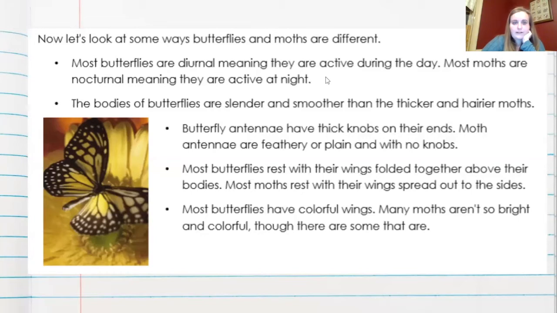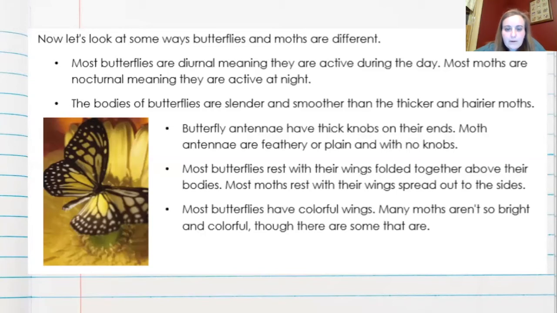Most butterflies are diurnal, meaning they are active during the day. Most moths are nocturnal, meaning they are active at night. The bodies of butterflies are slender and smoother than the thicker and hairier moths. Butterfly antennae have thick knobs on their heads. Moth antennae are feathery or plain with no knobs.